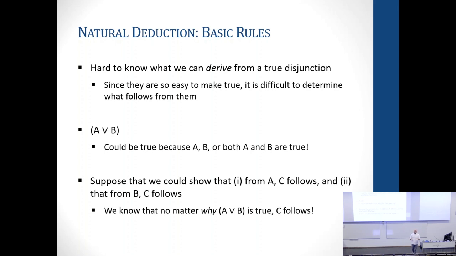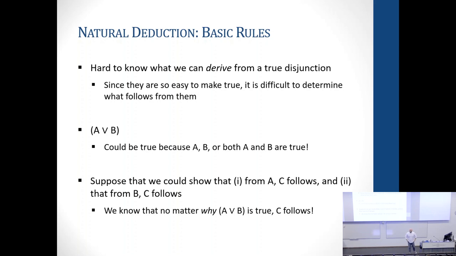So we have to come up with a rule that gets around that problem. And here's the idea. Right? Suppose that we can show from one of the disjuncts you can get to some result, and also from the other disjunct that you can get to the exact same result. Then it wouldn't matter how it is that the disjunction's true, because all routes lead you to that result.